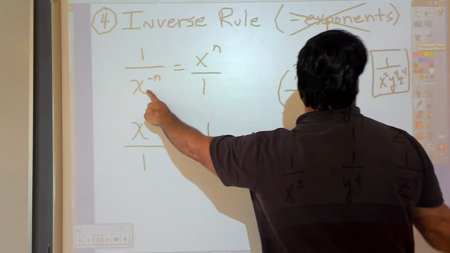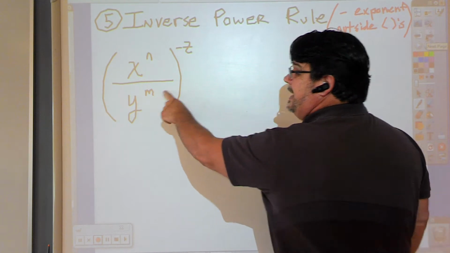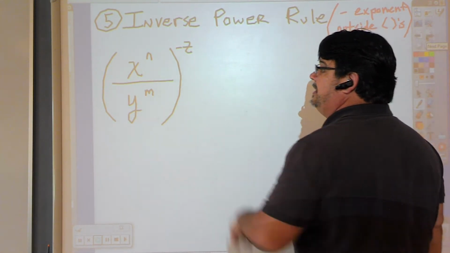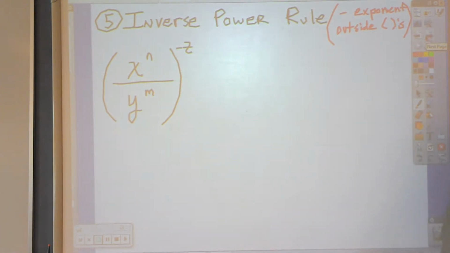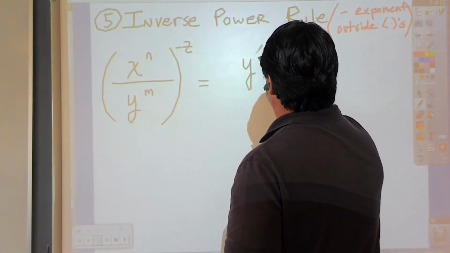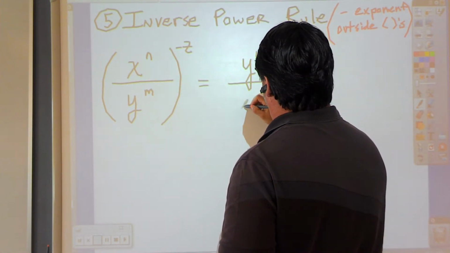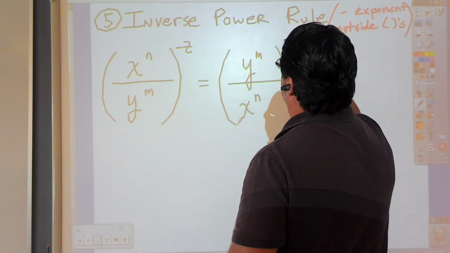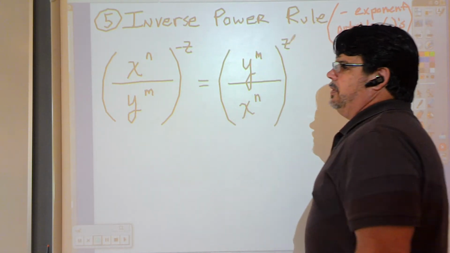This is a cat. This is a tiger. It has the same characteristics. It has a negative exponent. That's the only thing that's similar. So I'm going to flip what's on the inside. That will give me y to the m over x to the n raised to the positive z power.